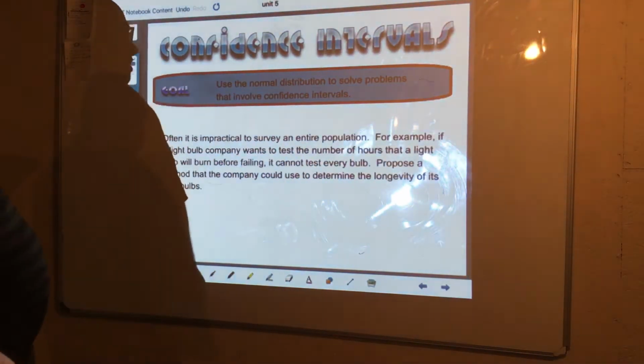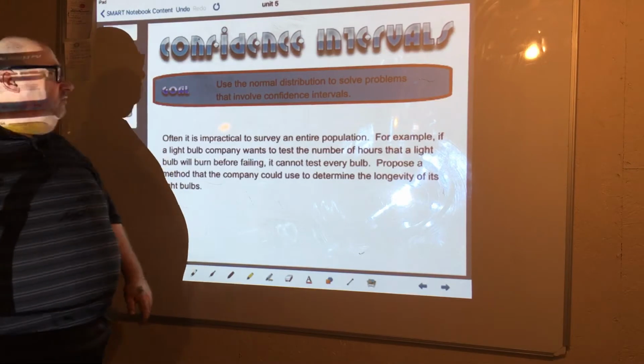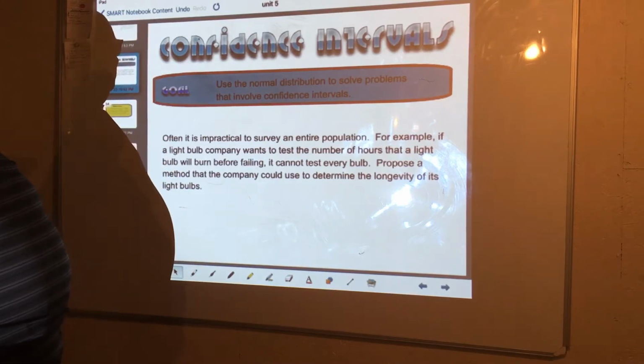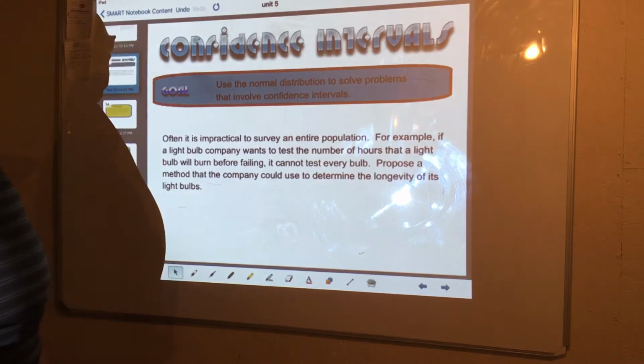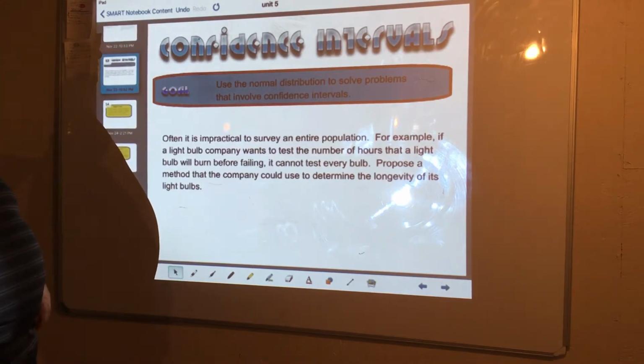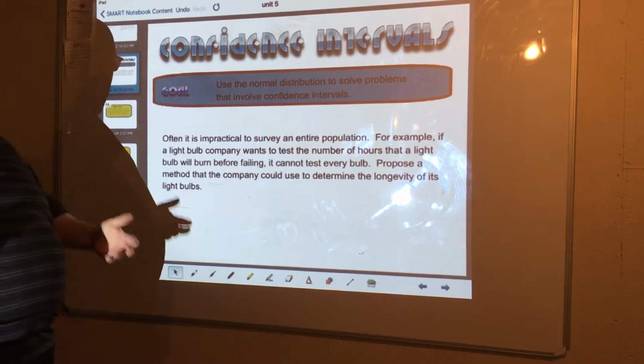Okay, welcome back to Foundations Math 20. This is section 5.6 in your textbook on confidence intervals. This will be a real quick section today. All right, so using normal distribution to solve problems that involve confidence intervals.